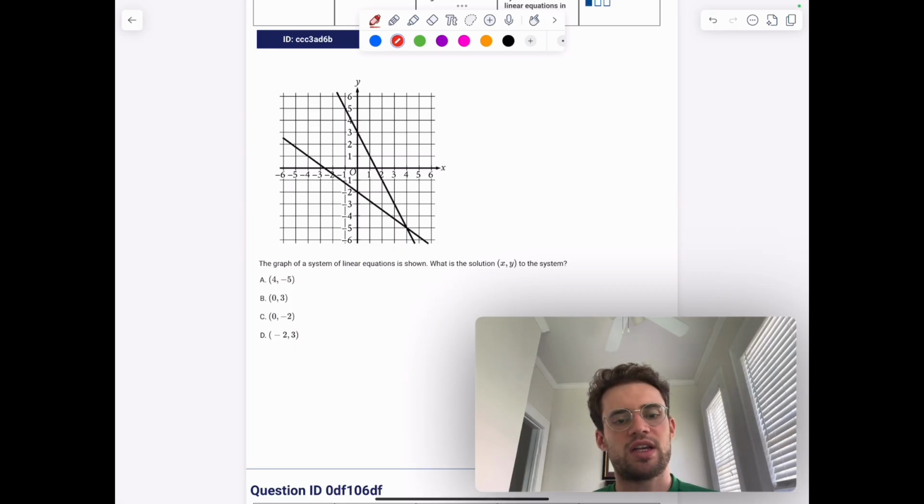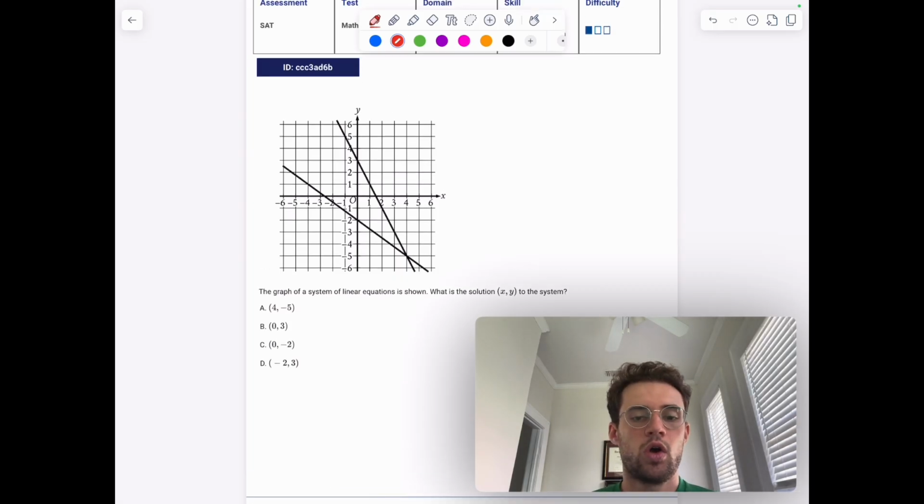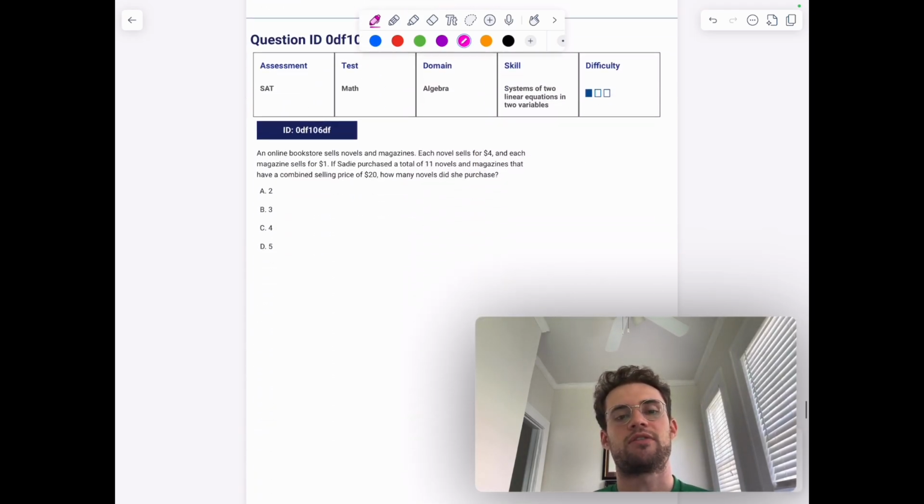The graph of a system of linear equations is shown. What is the solution x comma y to the system? So the solution will just be where these two lines cross, or where they intersect, where they meet. That'd be 4 over and 5 down. So we'd write that as 4 comma negative 5. And that's what they're looking for, just that ordered pair. So it'll be A, 4 comma negative 5.